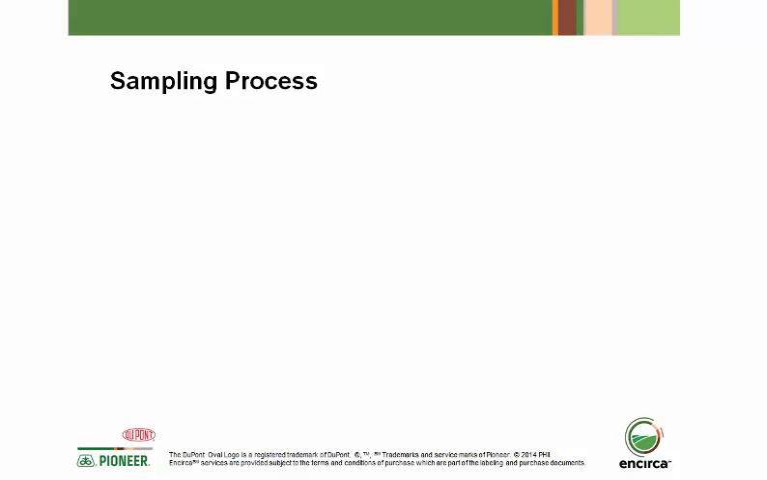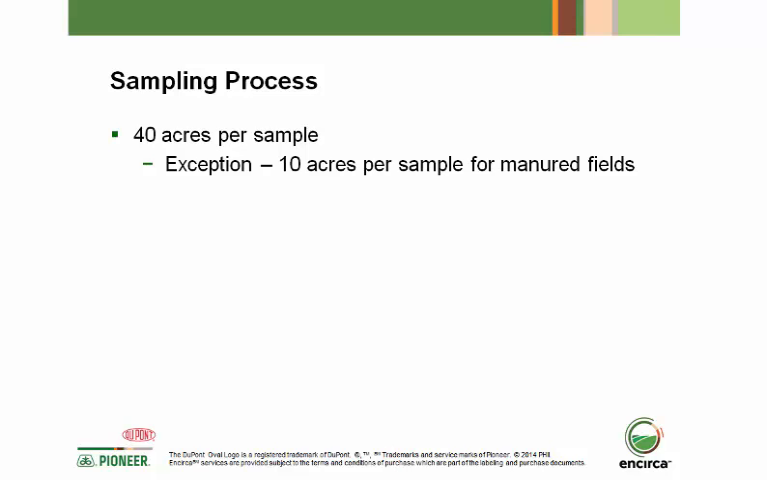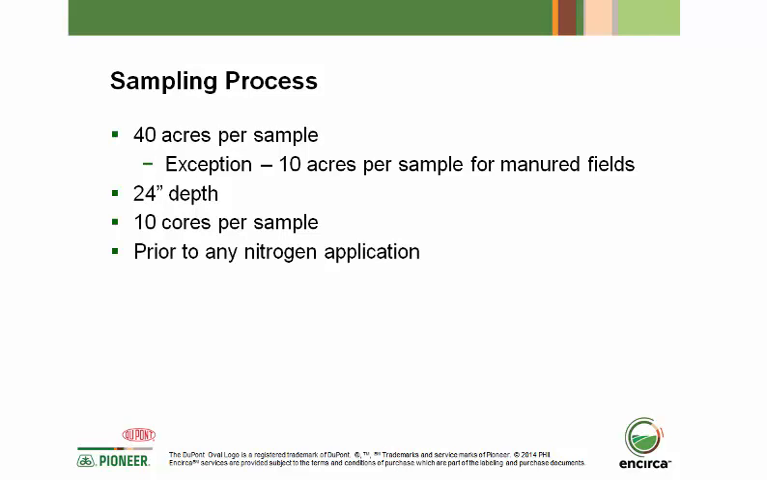The basic process will be this. We'll want to cover 40 acres per sample. The exception will be 10 acres per sample for fields that either have been manured or will be manured in the next year. The samples will be pulled at 24-inch depths, 10 cores per sample, and this will be prior to any nitrogen application.